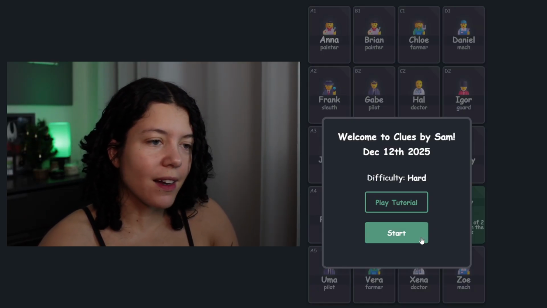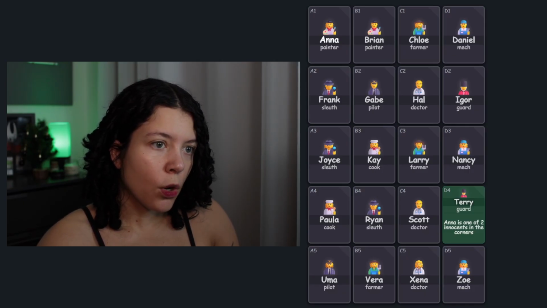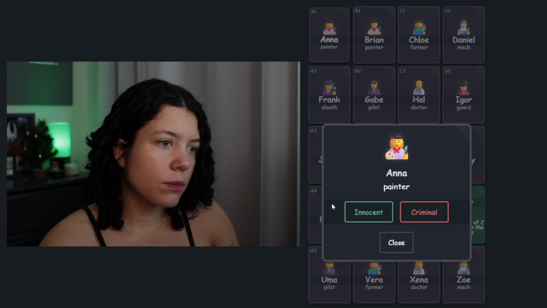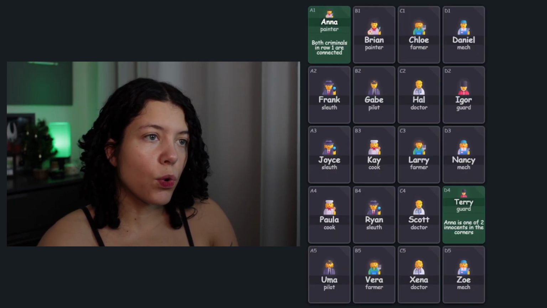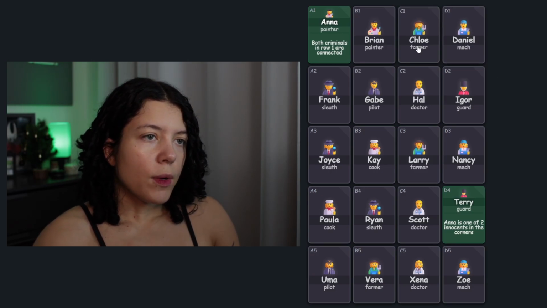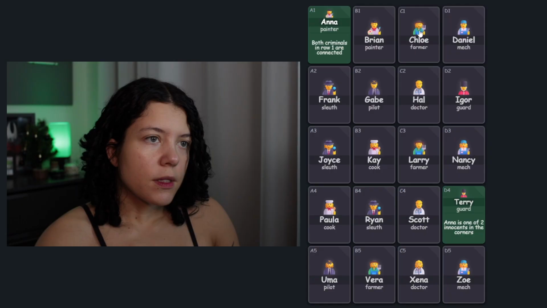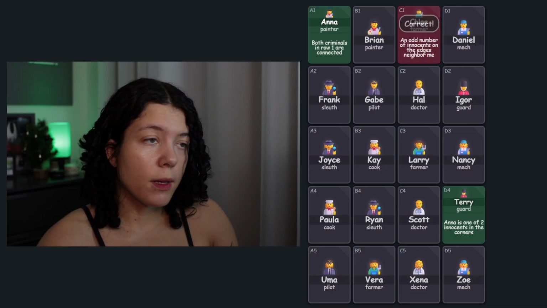So let's start. We start with Terry telling us that Anna is one of two innocents in the corners. Only two innocents in the corners? Interesting. Anna now tells us that both criminals in row 1 are connected. So we know that Chloe has to be one of those criminals because that's the only person who's connected to any of the other people who could be a criminal. So that's Chloe for us.